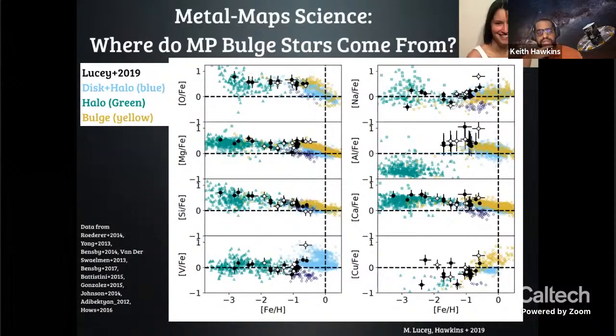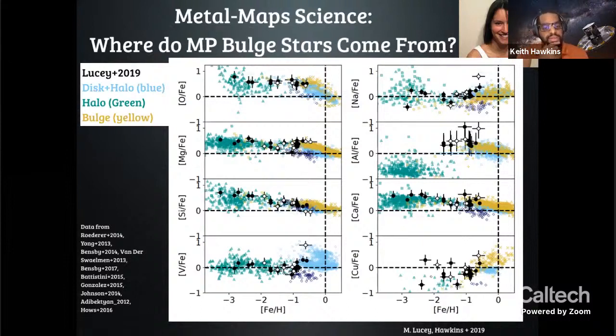What you're seeing here is a collection of abundances in X over Fe, so oxygen, sodium, magnesium, aluminum, silicon, calcium, vanadium, and copper as a function of iron for her metal poor bulge stars in black. The galactic disk is in these colors here, orange and blue or cyan. And then these green circles or green triangles are the galactic halo.